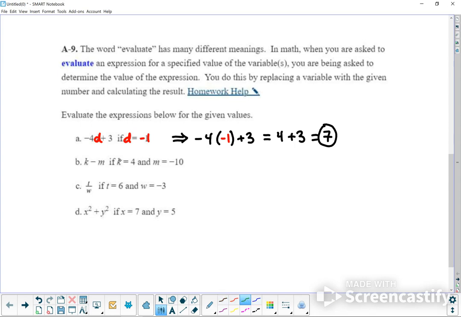Next one, k equals 4, and m equals negative 10. I'm going to utilize those in their place. So this one just says k minus m. So it would be k, which is 4, minus, and then the m, and the m is actually negative 10, so minus a negative 10. Okay, and this is going to make 4 plus 10, which is going to make 14.